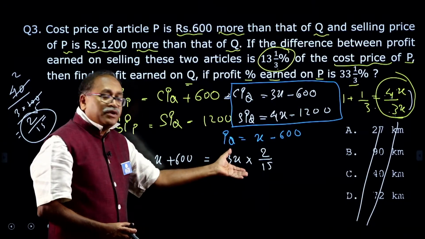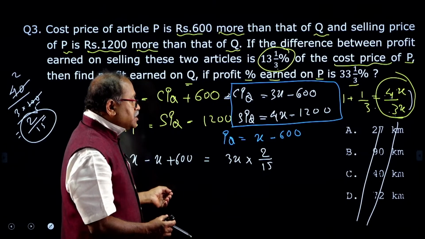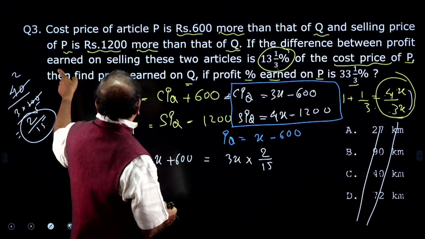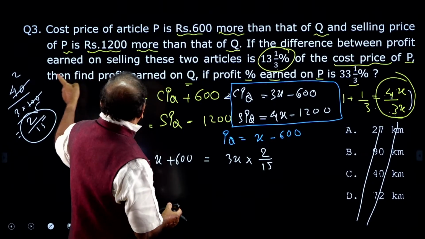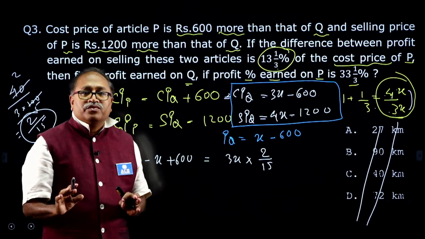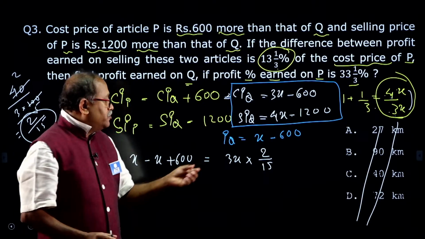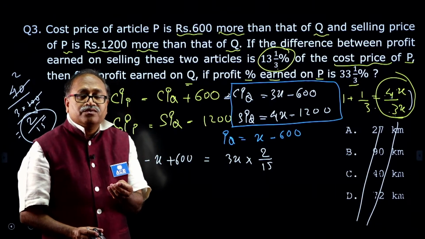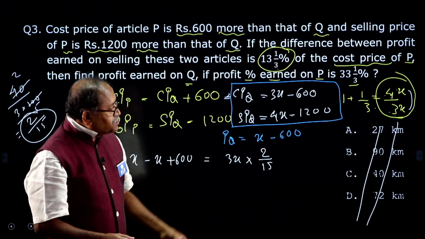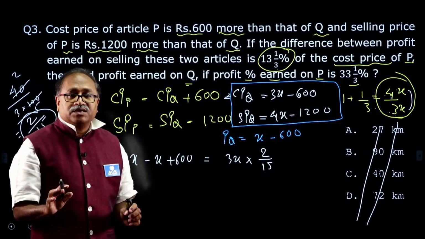Now, the difference of profit is already given to us. Come on, find out the x value, and once you get the x value, you will be able to find out what the question asks: the difference is this much, and then find the profit earned by Q. The profit earned by Q is x minus 600. With this equation, you are getting the x value. Come on. So, you have the options there. No option, ignore the option. I am completing the last part here.